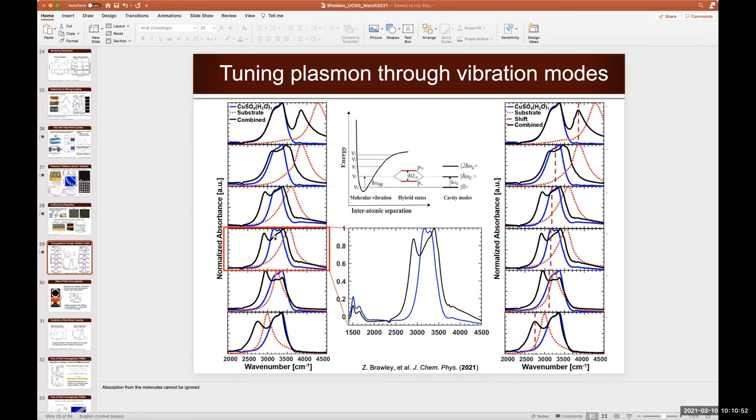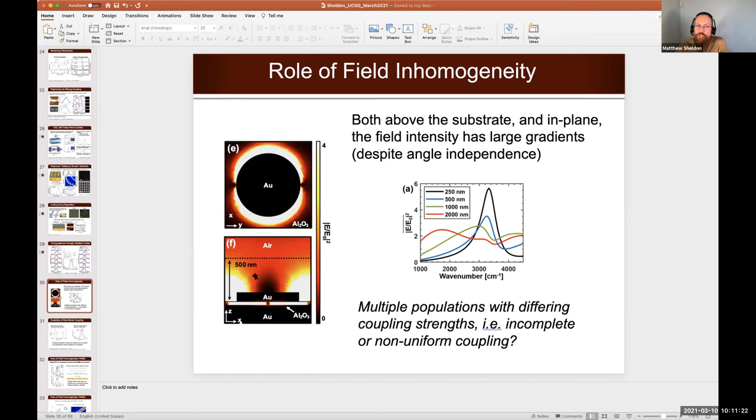So maybe one last question from an anonymous attendee typing in Q&A. For the case of angle-independent strong coupling, is the strength of the coupling equal for all of the molecules of different orientations? Well, so naively, yes. This field distribution is in the near field, and in the far field, we see no dependence on the angle. All that we see in the near field are local variations in the intensity.